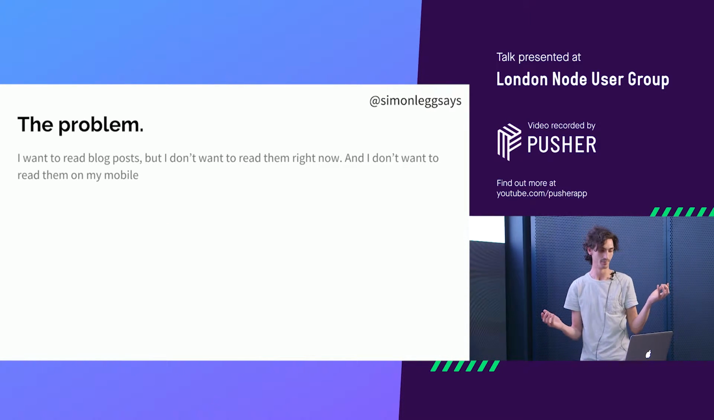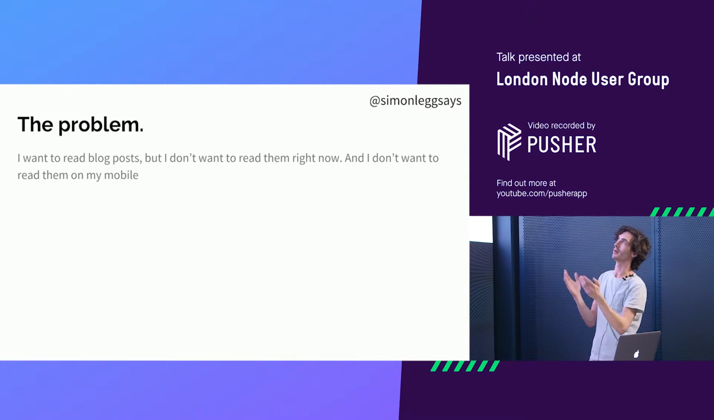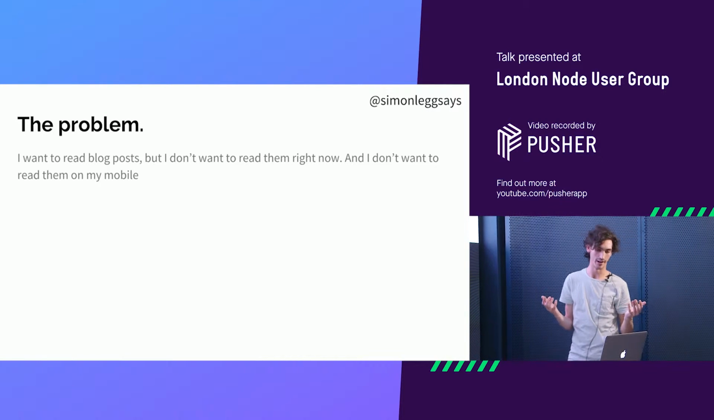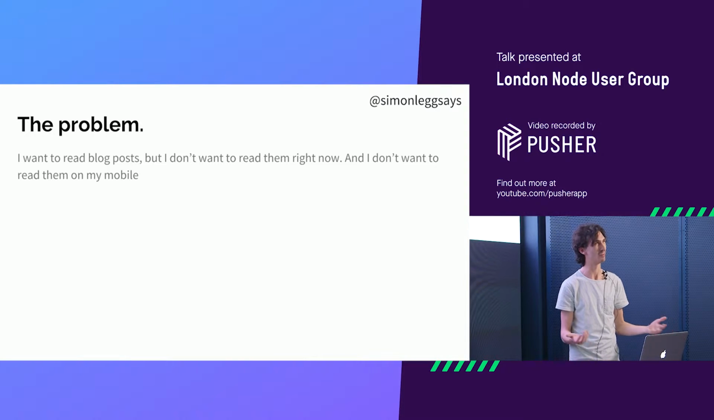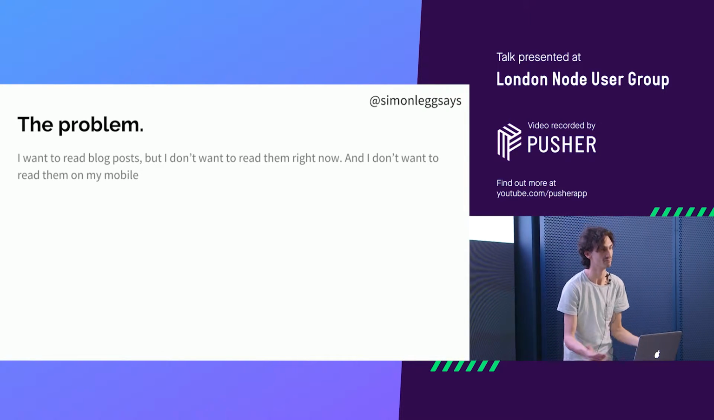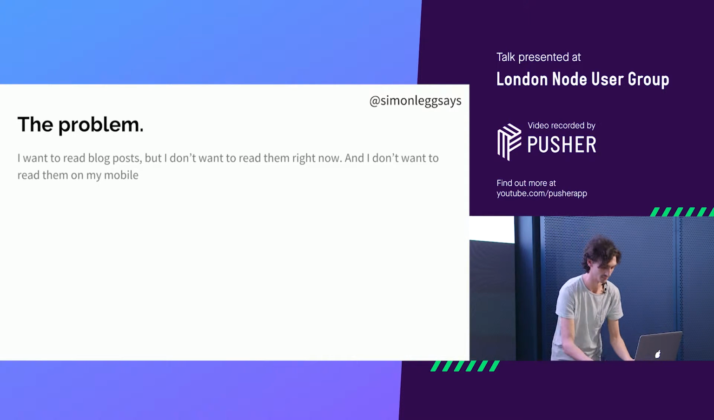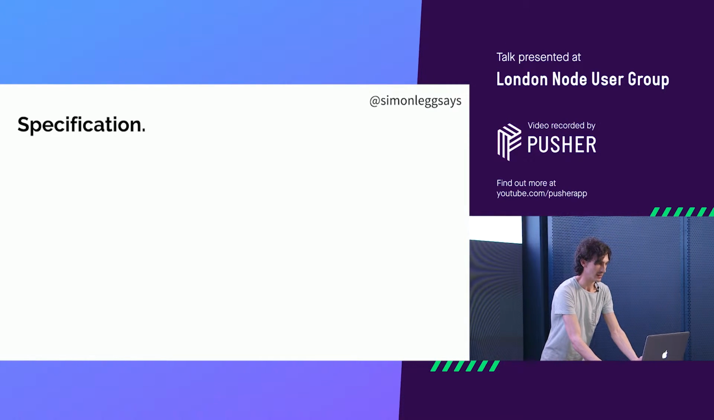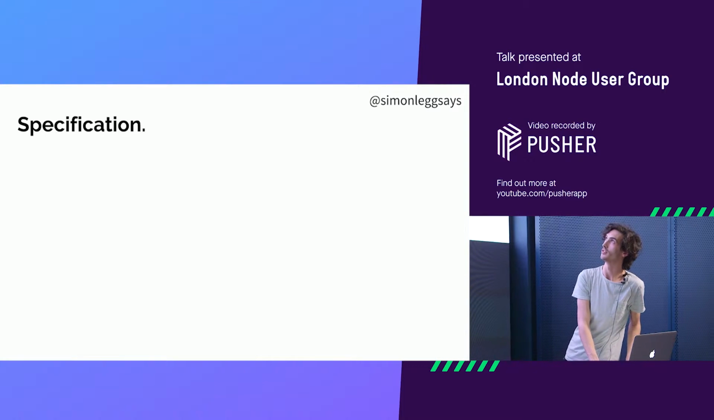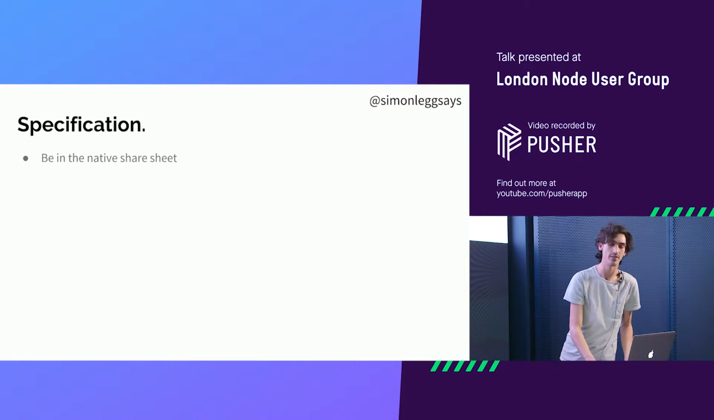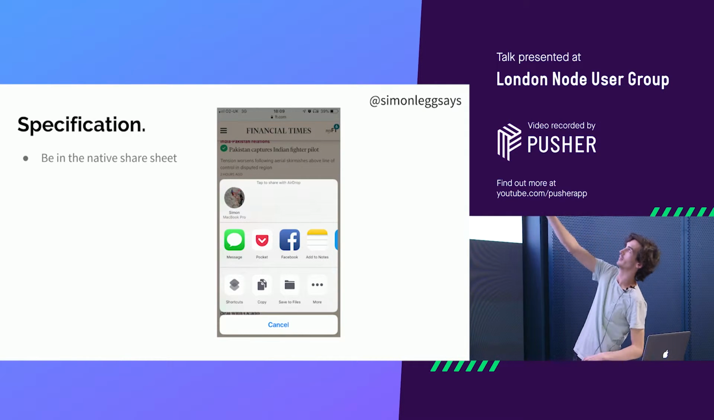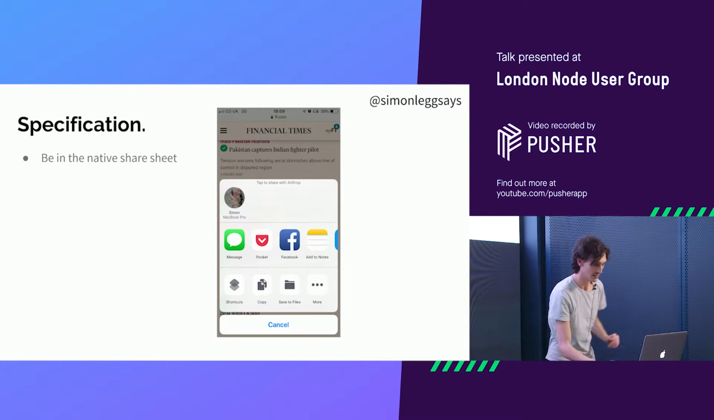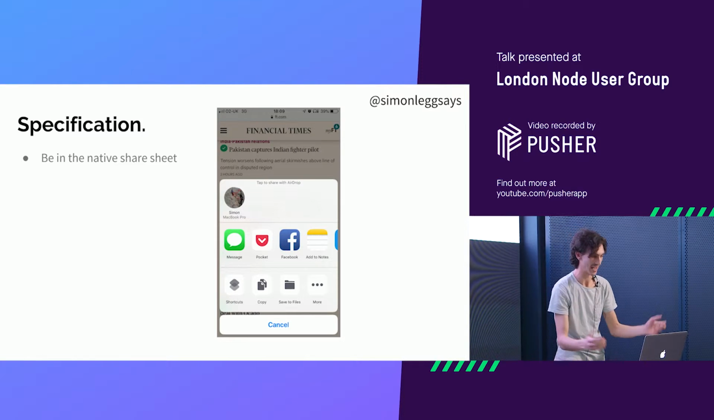I had a problem. I want to read blog posts, but I don't want to read them right now, and I don't want to read them on my mobile. What I really want to do is read them tomorrow at 10:30 and get a notification to say, read this thing. My specification was it needed to be in the native share sheet on iOS, which is this thing here, because that's really just handy.